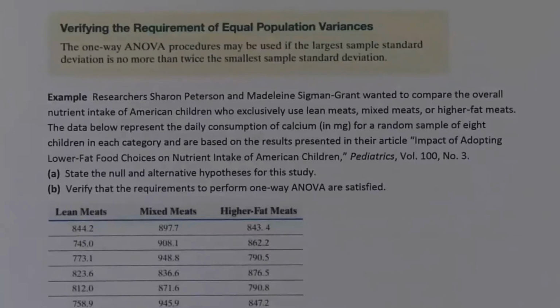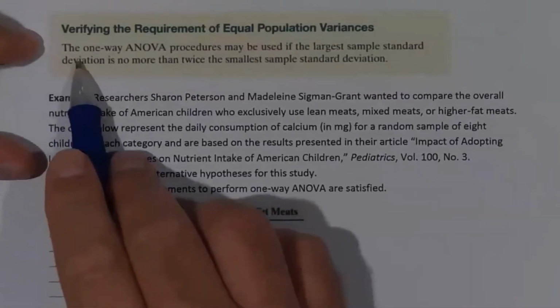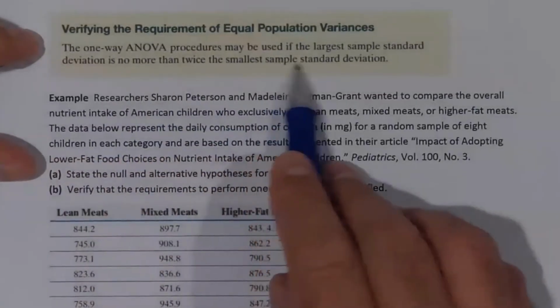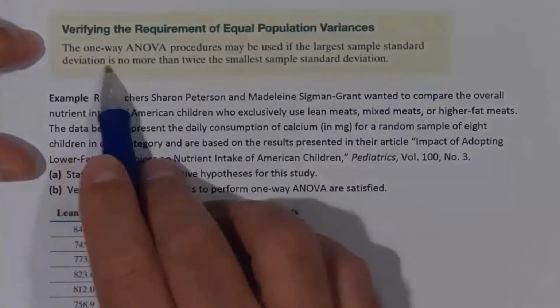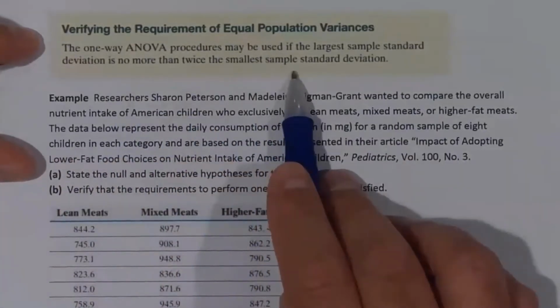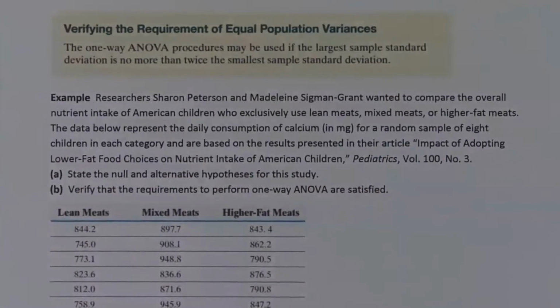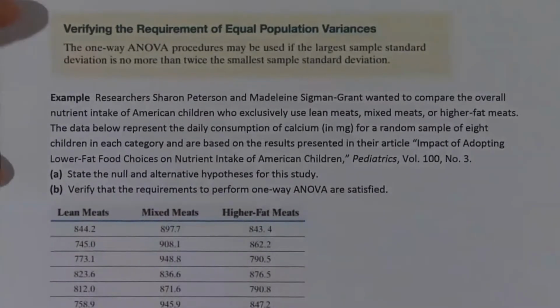But how do we verify the requirement that the population variances are equal? Well, the one-way ANOVA procedure may be used if the largest sample standard deviation is no more than twice the smallest sample standard deviation. So if we find the standard deviations of all of our samples and figure out what's the smallest of those sample standard deviations and what is the largest of those sample standard deviations, as long as the largest is no more than double the smallest, we're good. That will satisfy the requirement that the population variances are equal.